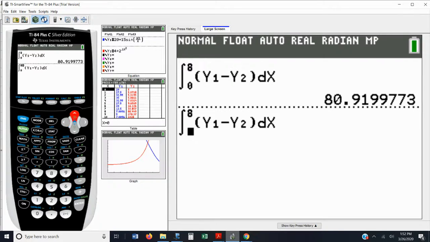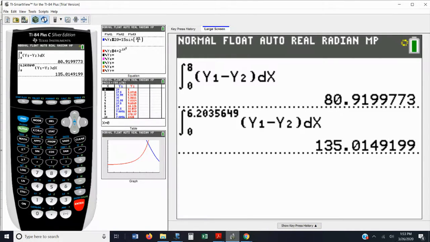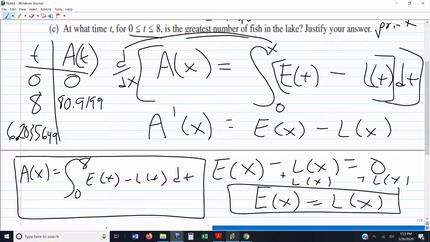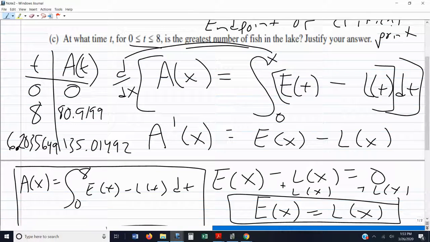And then I'm going to go up and grab that. Another shortcut. And then instead of 8, I'm going to type in 6.2035649. And I get 135.01492 basically. So I have 135.01492. All right, so almost done.